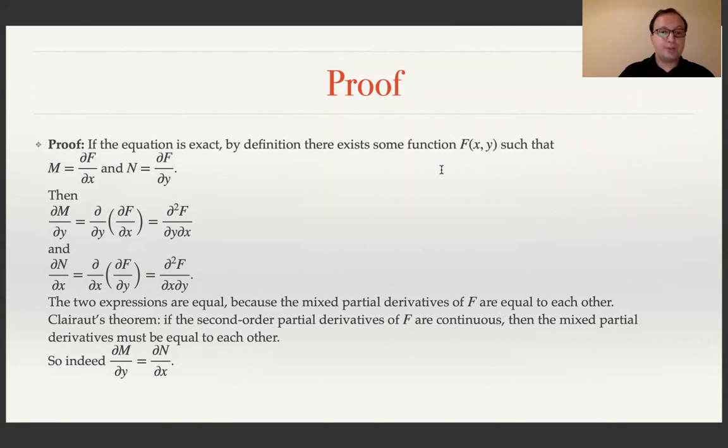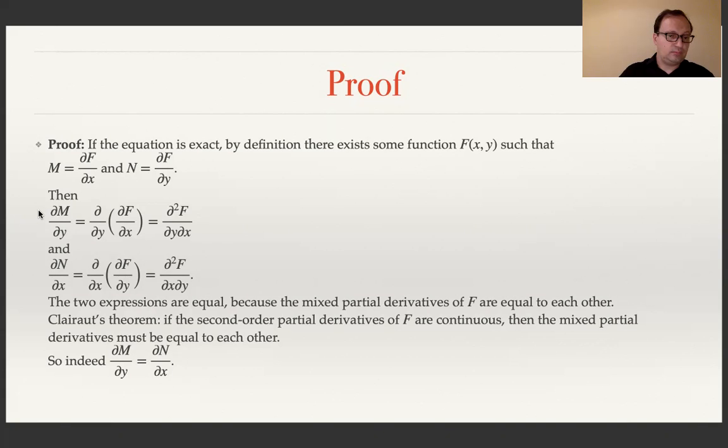So for the first part, if the equation is exact, then by the definition of exactness, this means there exists some prime integral, capital F of x and y, such that in the equation, the coefficient of dx, which is M, is given by partial f over partial x, and the coefficient of dy, which is N, is given by partial f over partial y.